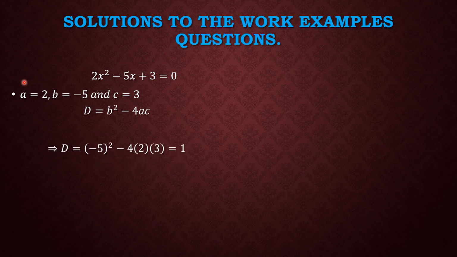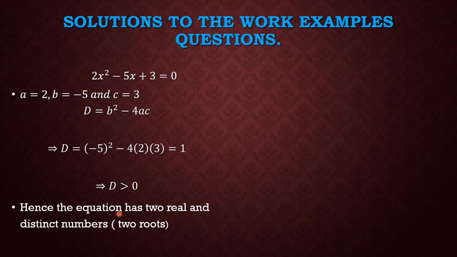So when you substitute these values in the discriminant, the answer is equal to 1, which means that the discriminant is greater than 0. And it is telling us that when you solve this particular quadratic equation, you are going to get two real roots as your answer. So hence the equation has two real and distinct roots. That means two real roots as our solution.